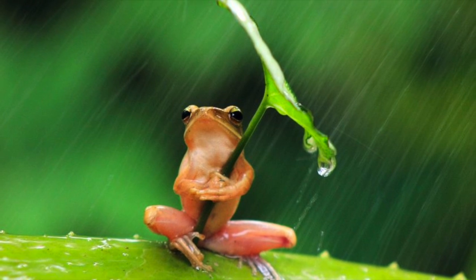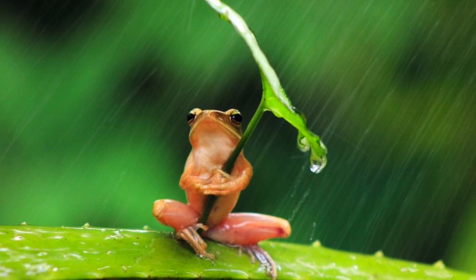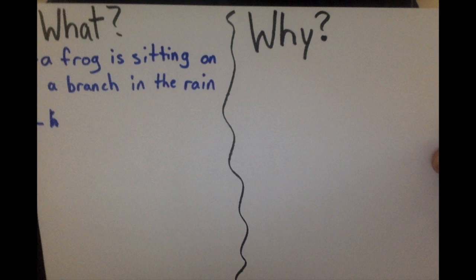The next 2 sections are what and why, and we're going to focus on what first. What we write in the what section is what is happening in the picture. Remember that you can keep this as simple or as detailed as you like. Right now, I'm just going to start with a frog is sitting on a branch in the rain, because that's what's happening.